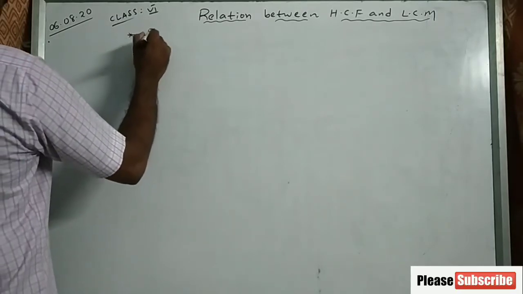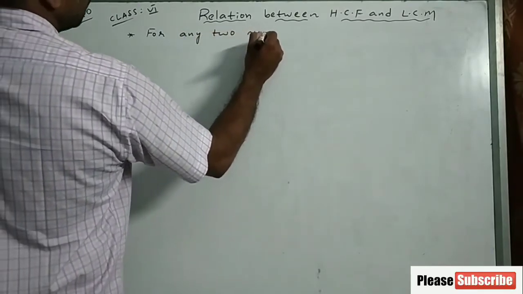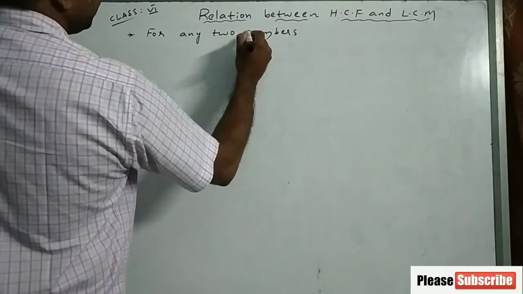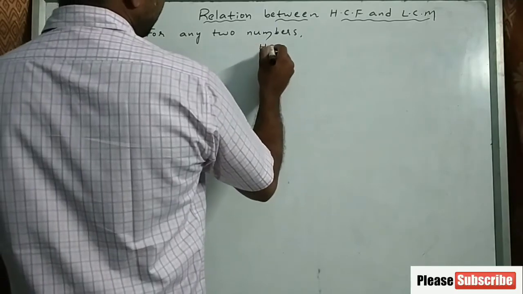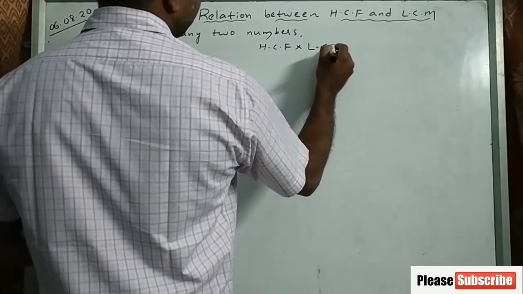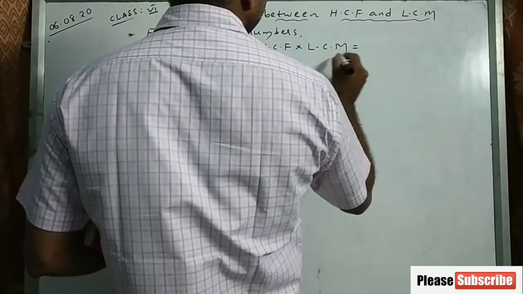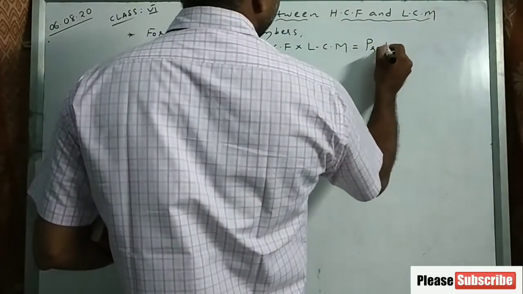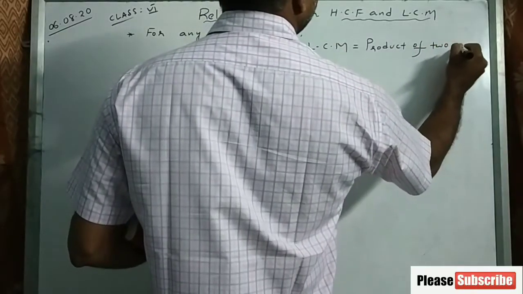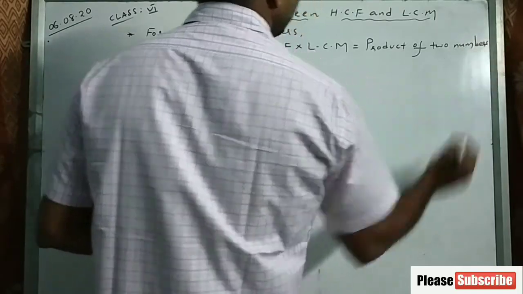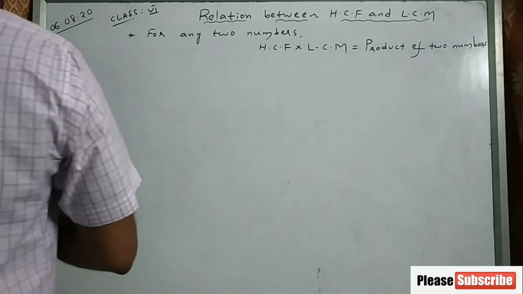For any two numbers, HCF of those two numbers into LCM of those two numbers is equal to the product of the two given numbers. Okay, if you see one problem, you can understand the procedure.